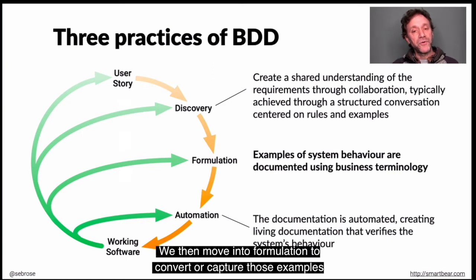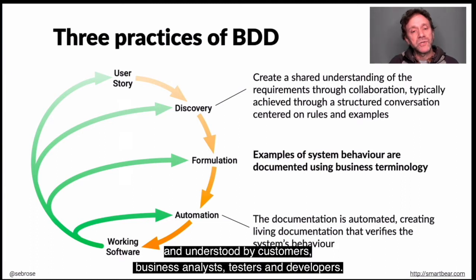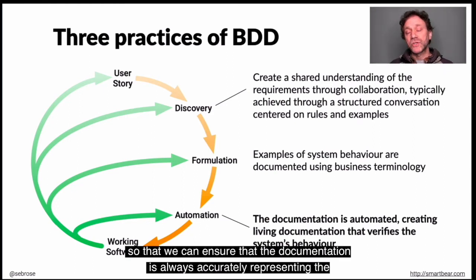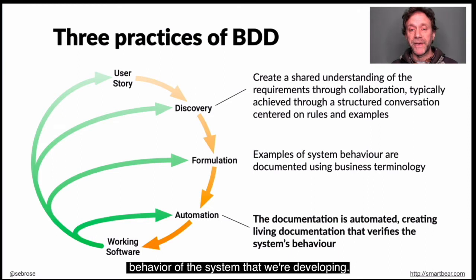So we use discovery to reach a shared understanding through rules and examples. We then move into formulation to convert or capture those examples using business terminology that can be shared and understood by customers, business analysts, testers and developers. And then finally, we use a tool such as Cucumber or SpecFlow to automate that formulated documentation so that we can ensure that the documentation is always accurately representing the behavior of the system that we're developing.